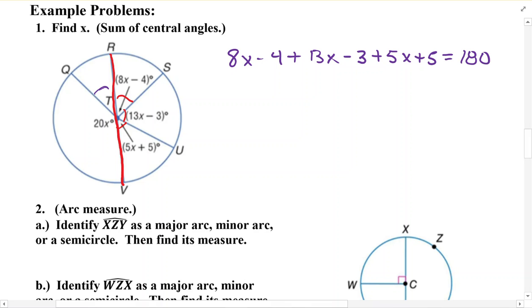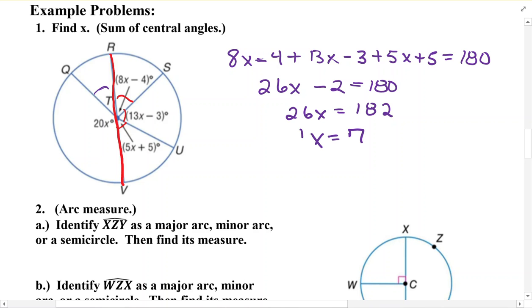Adding like terms, I have 8x plus 13x plus 5x. That gives me 26x. Minus 4 minus 3 is minus 7. Plus 5 would give me minus 2 equals 180. 26x equals 182. Divide both sides by 26. I get x equals 7.